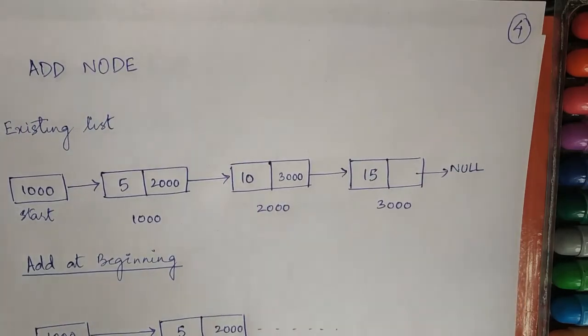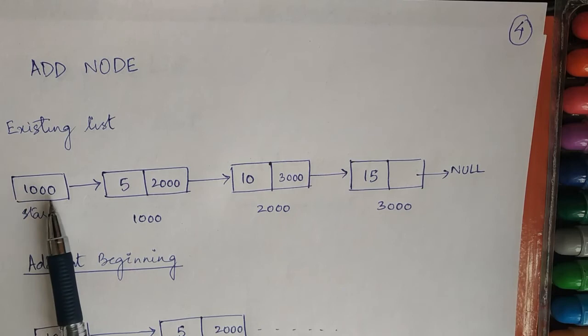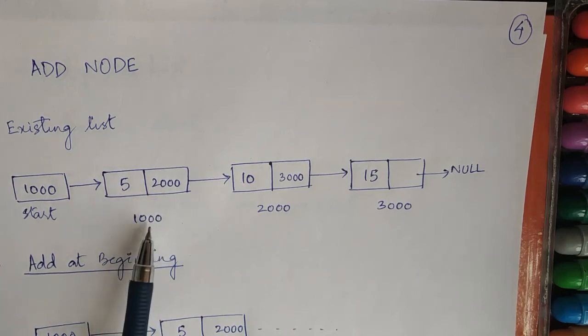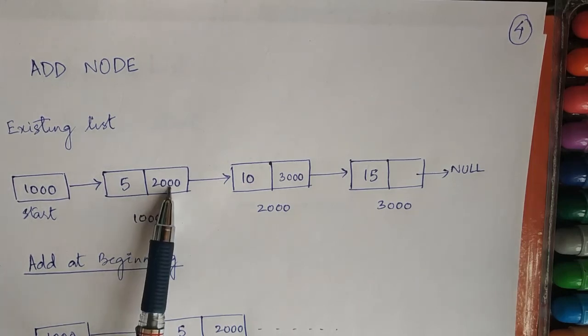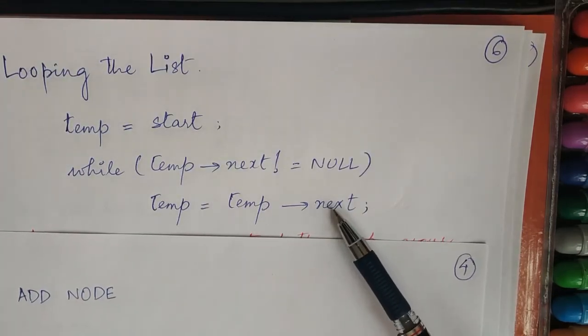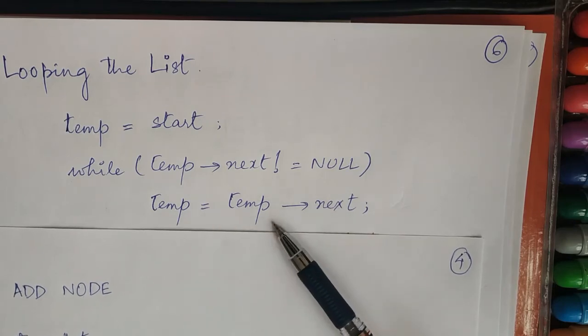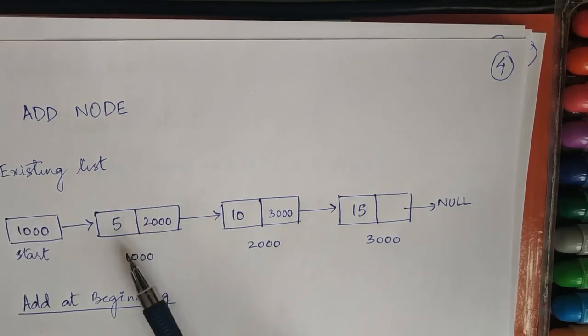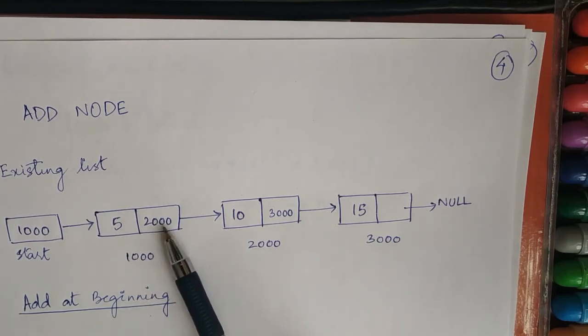We come here, I copy start into my temp variable. Then in the while I check, is 1000 to next not equal to null? What is the next field of 1000? It is 2000. Yes, it's not equal to null. So you get inside the loop, and in the loop what you do? You say temp, which was 1000, is equal to temp to next. What is temp to next? Temp to next is 2000. So I'm overwriting temp with 2000 now. Okay, so now my temp is 2000.